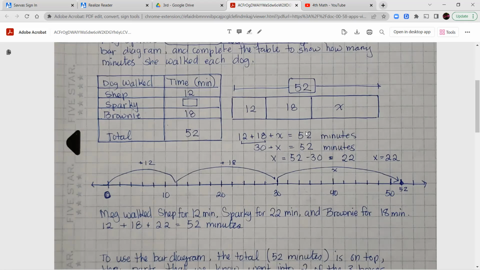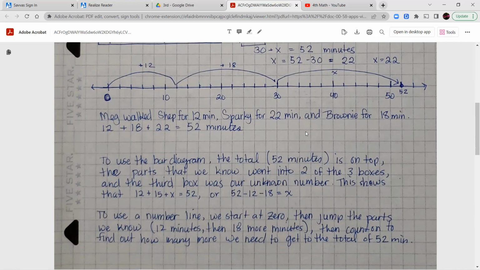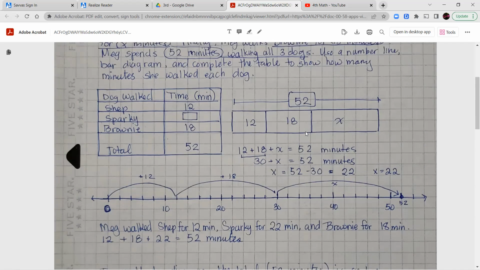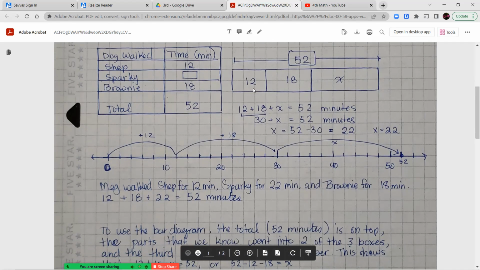So we know that Meg walks Shep for 12 minutes, Sparky for 22 minutes, and Brownie for 18 minutes to give her a total of 52 minutes. Now to use the bar diagram, the total, which was 52 minutes, we wrote it on top, just like you can see here. The parts that we know go into the boxes.